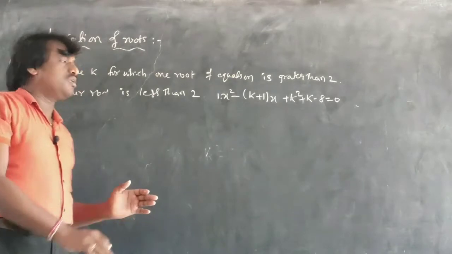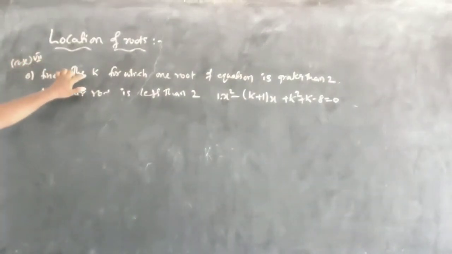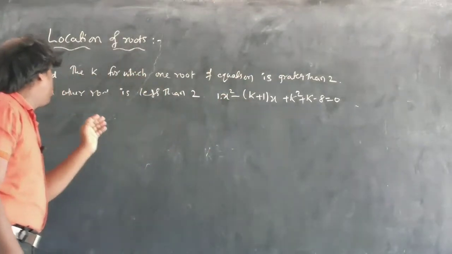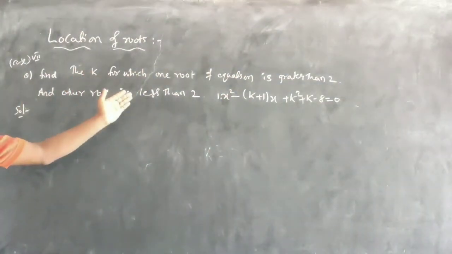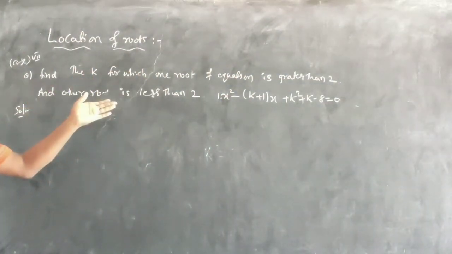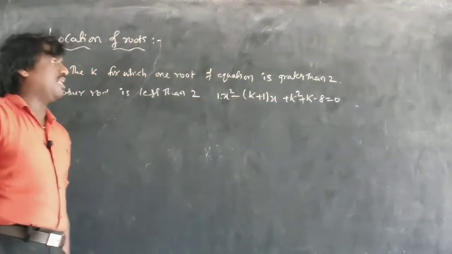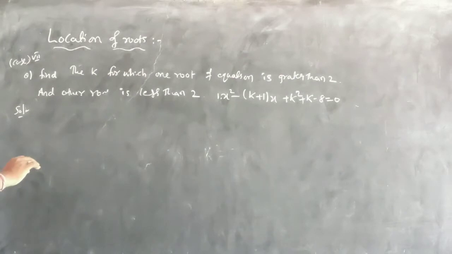Okay, please watch on. Now here, find the k for which one root of the equation is greater than 2 and the other root of the equation is less than 2. This is the question, and for this quadratic equation we are asked to find the value of k. How to find this? Just simple. The question is simple.